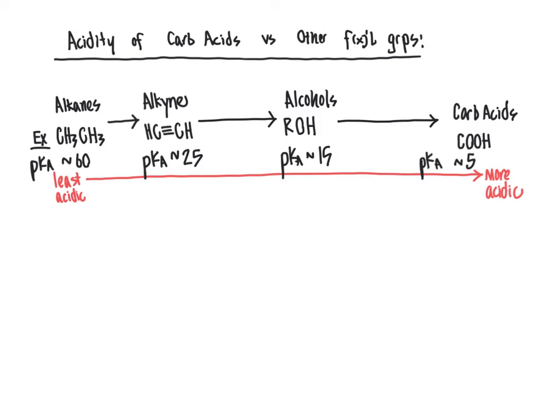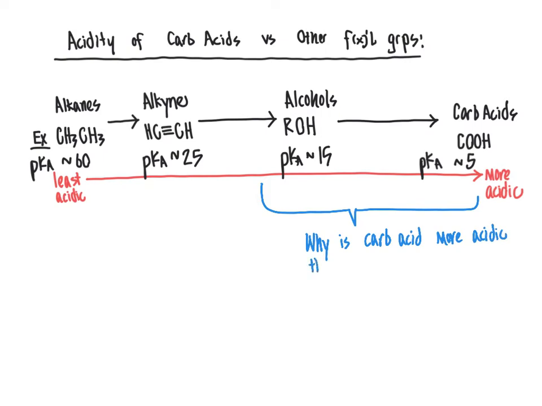So then, delineating between the alcohol and the carboxylic acid, we could ask the question of why the carboxylic acid is more acidic. In other words, why does it have a lower pKa than an alcohol?